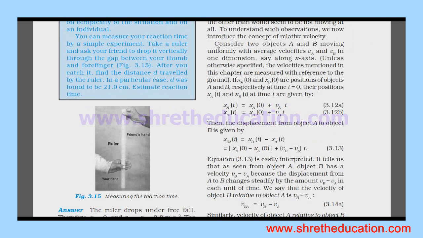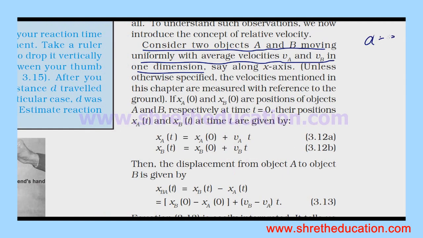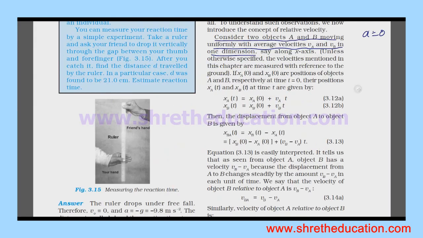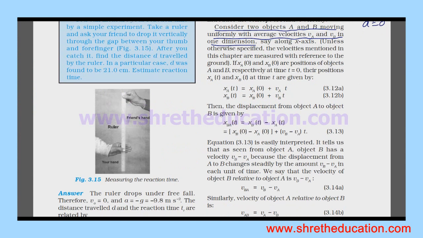So consider two objects A and B moving uniformly with average velocities VA and VB in one dimension. Uniform velocity, as a target, means the acceleration will be 0.